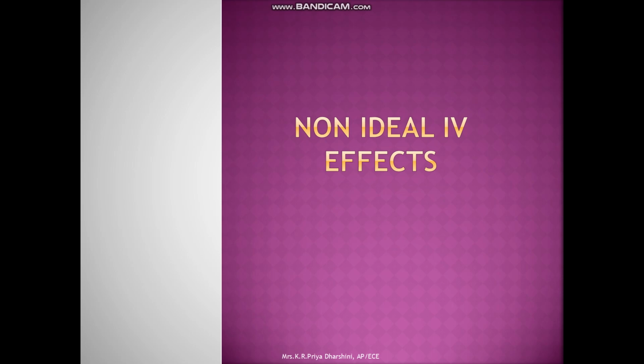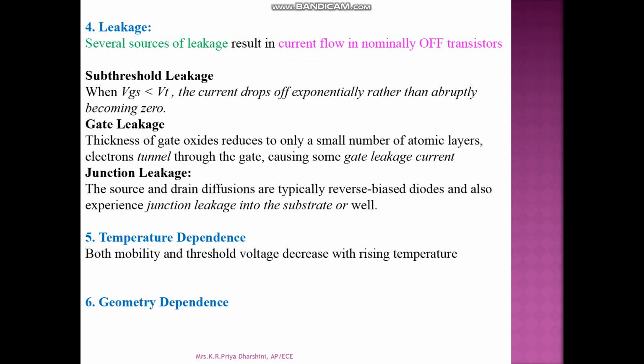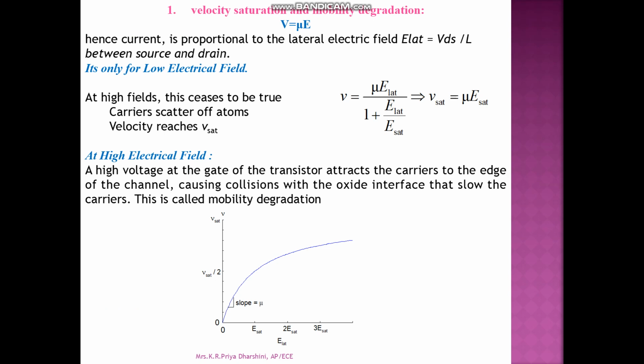And the topic we are going to see is the non-ideal IV characteristics. For the non-ideal IV characteristics, we should be familiar with a few definitions. What is velocity saturation and mobility degradation? What is channel length modulation? What is threshold voltage effect? What is the body effect? Drain induced barrier lowering, short channel effect, leakage. What about subthreshold leakage? Temperature dependence, geometric dependence, etc.